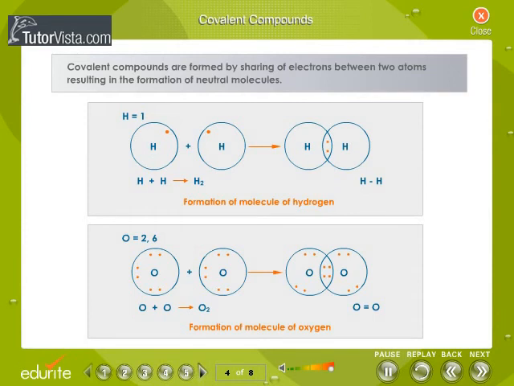Covalent compounds. Chemical bonds formed by sharing of electrons are known as covalent bonds, and such compounds are known as covalent compounds. Covalent compounds are formed by sharing of electrons between two atoms, resulting in the formation of neutral molecules.